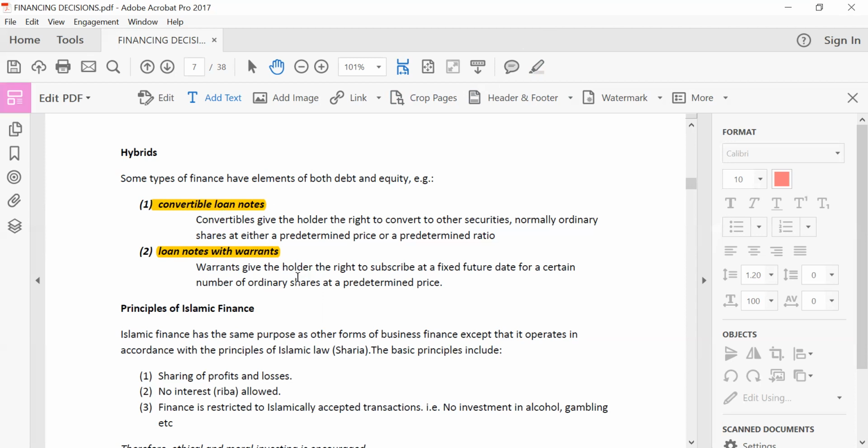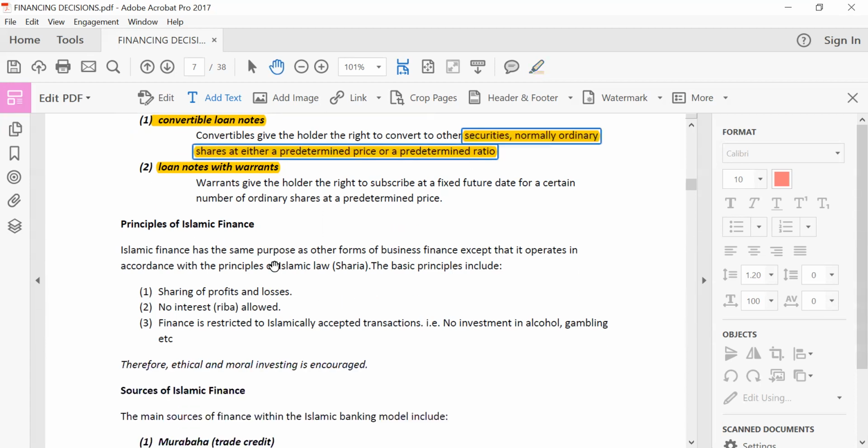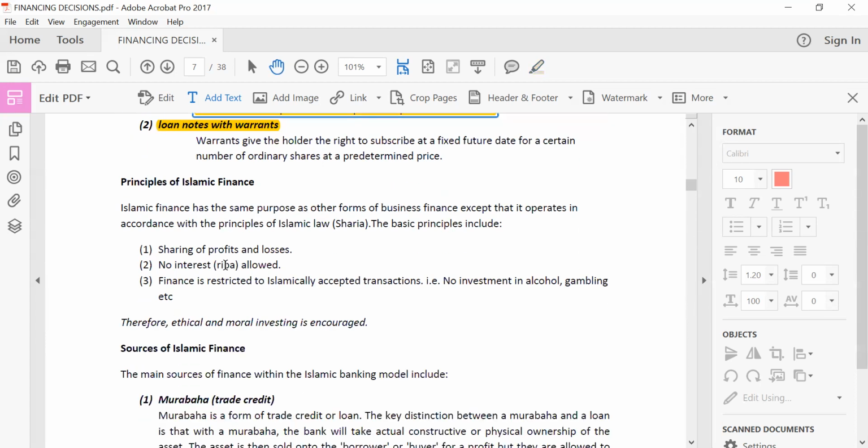And it gives you the right to subscribe to that. But this is predetermined. But in the case of a convertible loan note, it is either at a predetermined price or a predetermined ratio. So know the difference. Now, this concept has been examined in the CA Financial Management about 3 times.